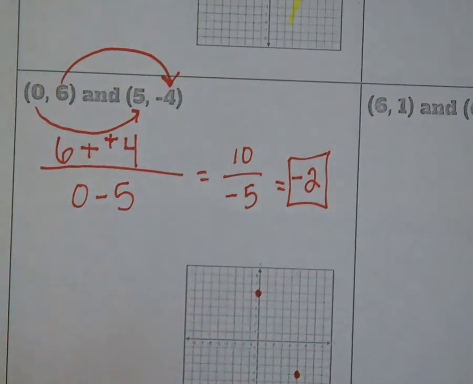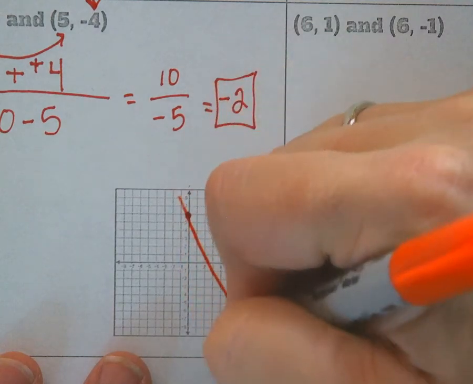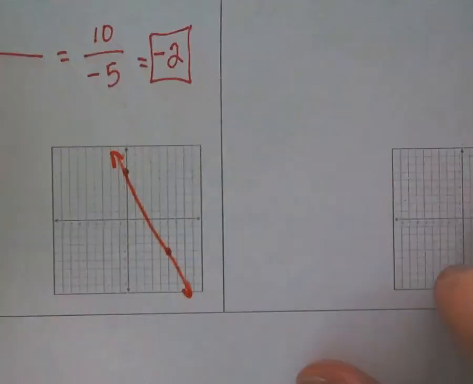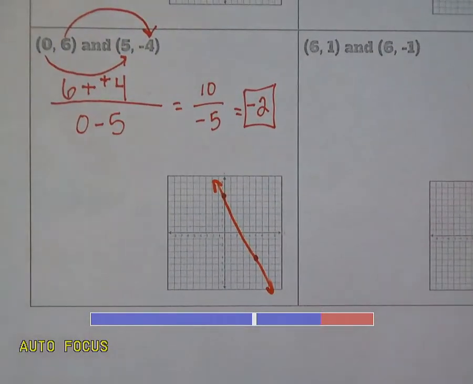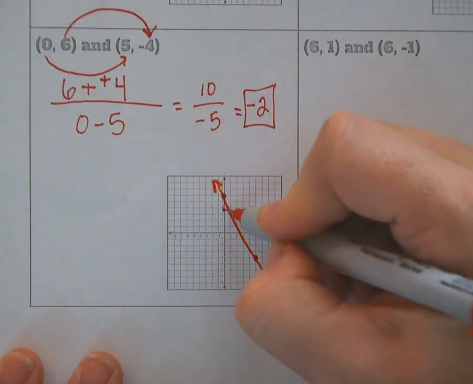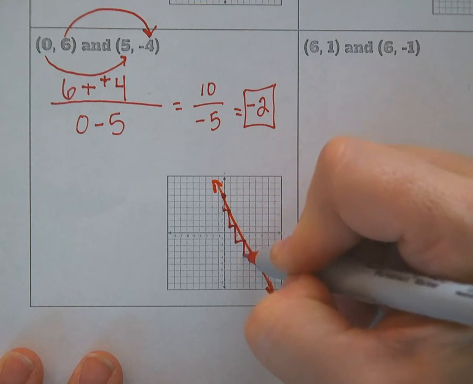Okay, and if we plot these 2 points, you will see, just like Mr. Slope Man says, Slope Dude, this line is going downward. And we are going down 2 over 1, down 2 over 1, down 2 over 1.